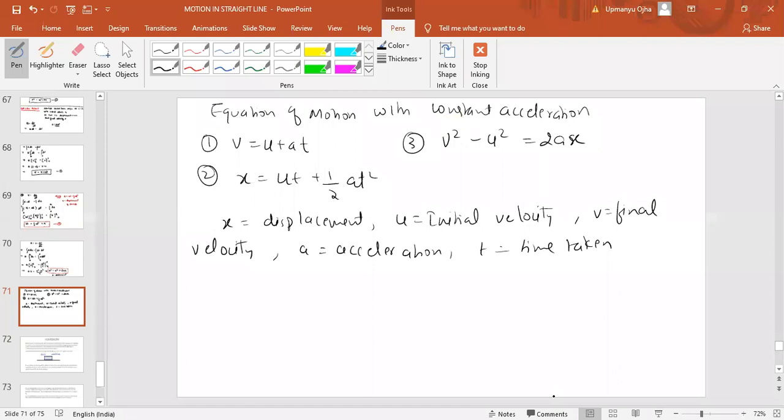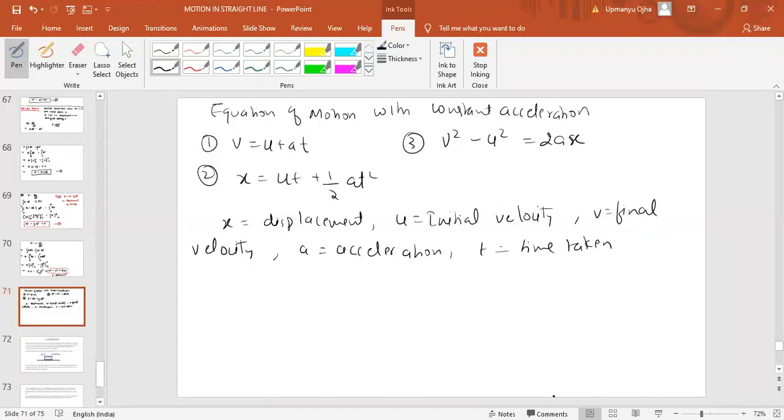Yes, that is the area of the trapezium. In the third equation, graphically, (v plus u) by 2 into t is the area of the trapezium. So x must be equal to (v plus u) by 2 into t. So (v plus u) by 2 into t is the area of the trapezium.